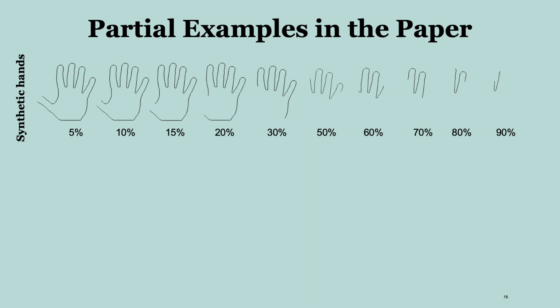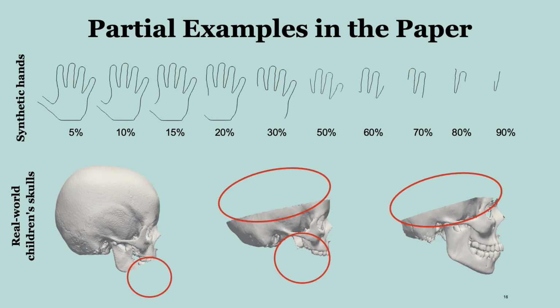In the paper, you will also find some additional experiments on synthetic hands, and we also qualitatively show how it is possible to create a skull model when only partial data is available.